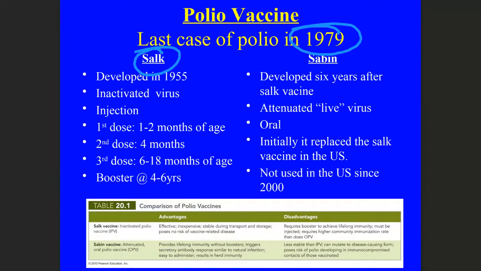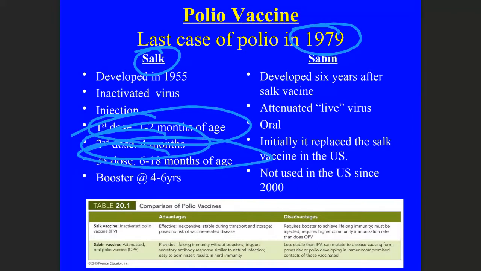And the problem with that is because you're not being exposed to the full virus in its natural form, it requires booster shots. Okay, so there's usually a booster shot at about 1 to 2 months, another one at 4 months, another one at 6 to 18 months, and then finally a fourth one right around 4 to 6 years. So it requires several booster shots, and many of these inactivated types of vaccines are that way. They usually require booster shots.